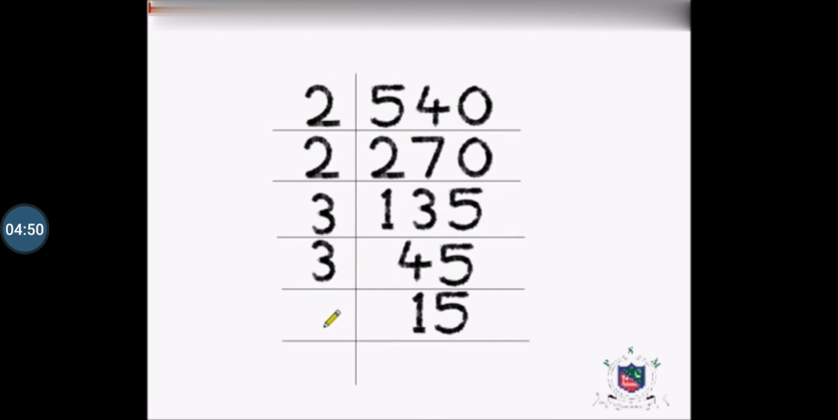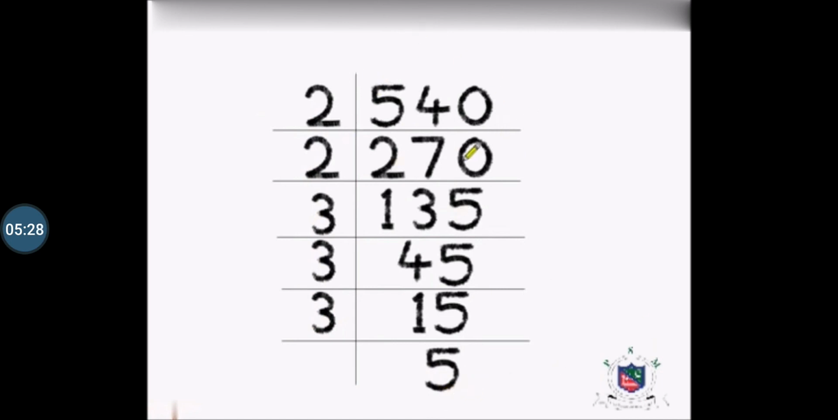Let's divide it further. So it is divisible by 3 again. 3 fives are 15. Now we got 5, which is again a prime number. So we can divide it by itself, that is 5 times 1 is 5. And here you can see that all the factors are prime numbers: 2, 2, 3, 3, 3, and don't forget 5 also.